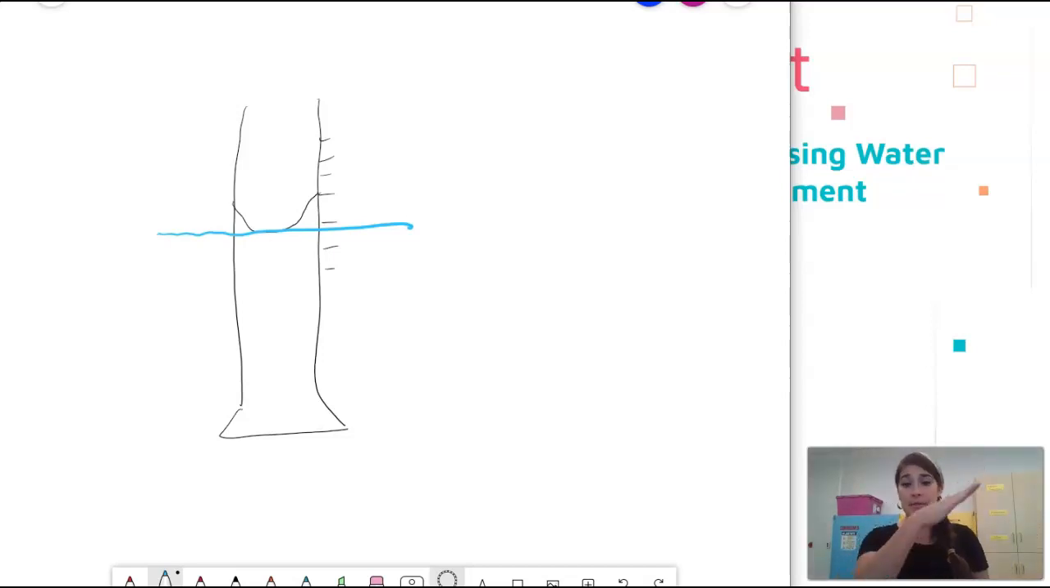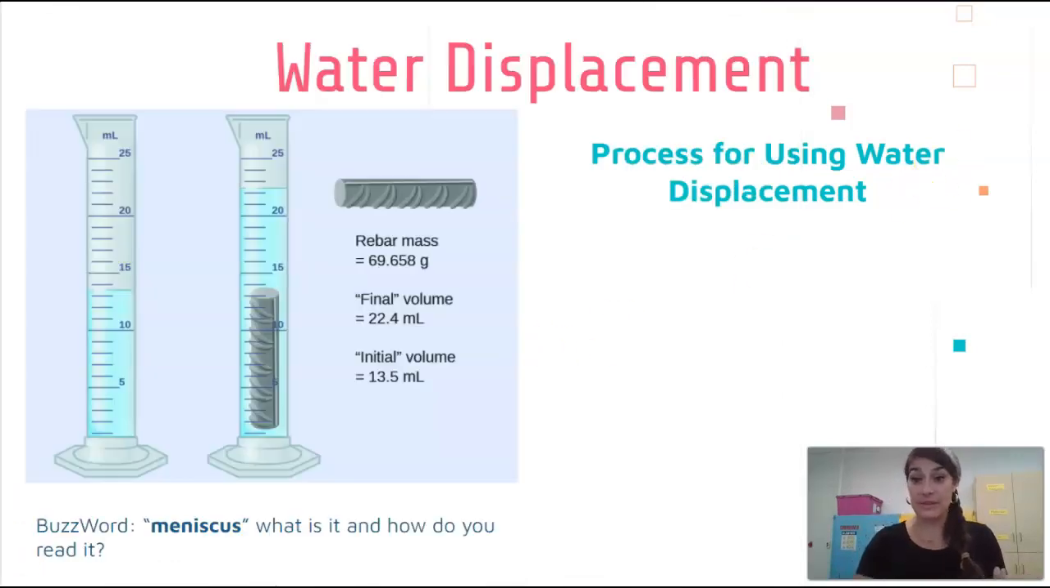You take your measurement at the bottom of the meniscus, which is a slight dip in the liquid in your measuring device, okay? And so first, you want to get a reading of how much water is in your measuring device. So that's step 1. Step 2, you're going to add your oddly shaped object into the water, okay? Step 3, you are going to record the new volume of your water.